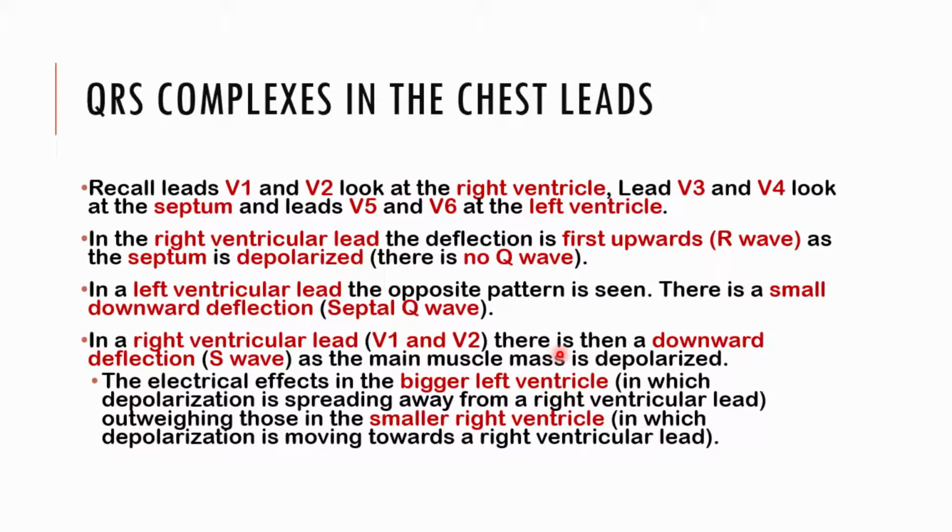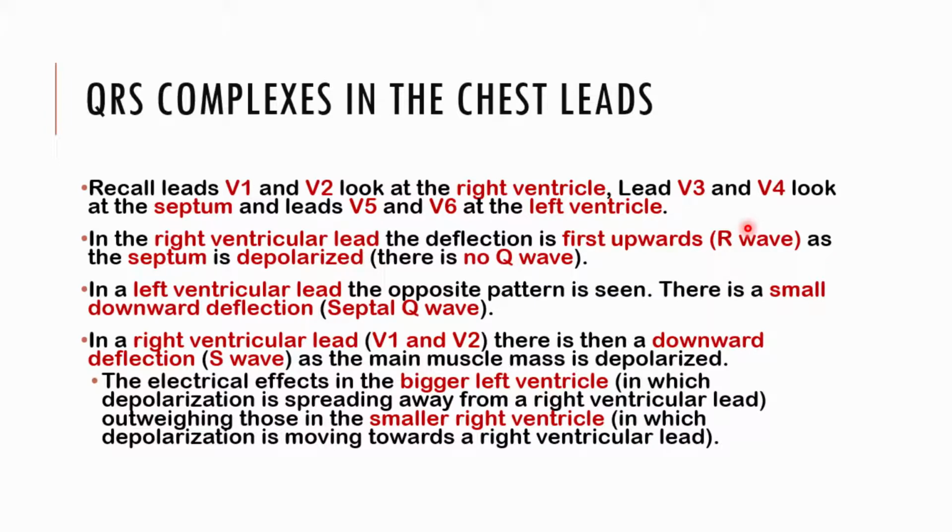So it's going to be spreading away from V1 and V2, whilst the depolarization current, which tends to be moving towards the right ventricular leads, V1 and V2, is going to be much smaller in the right ventricle. Remember from our previous lecture on the principles, if the current is flowing towards the electrode, it will give you a positive deflection. If it's flowing away from the electrode, it will give you a negative deflection. So in the small right ventricle, because this impulse is flowing towards the electrode, it gives you an upward deflection. That is what is responsible for this R wave.